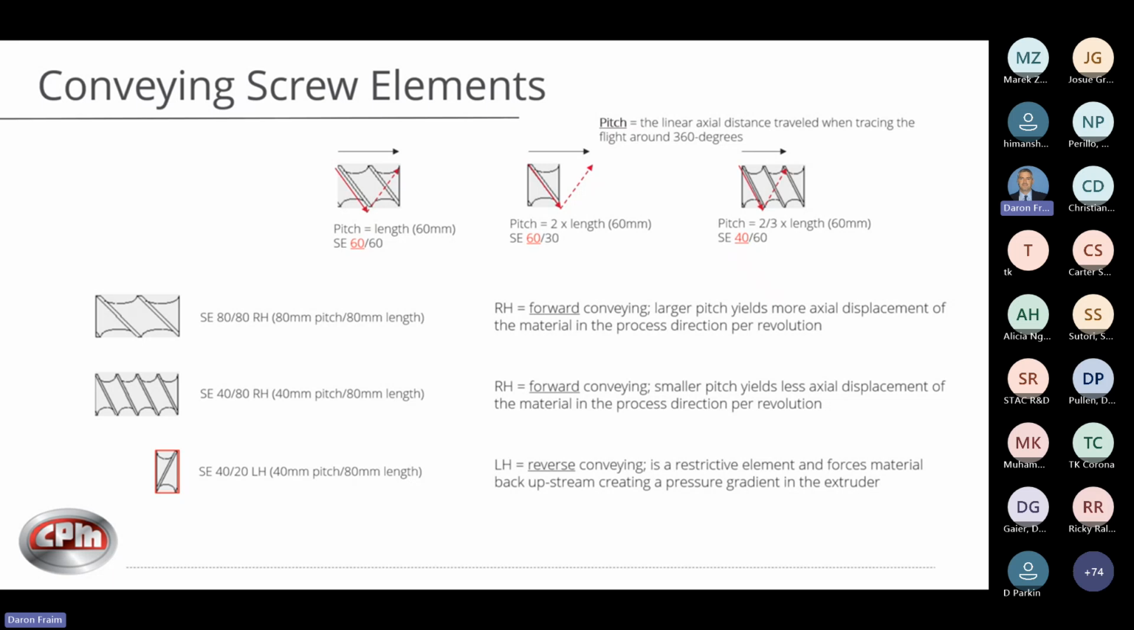And then you have your smaller pitch, of course, yields less axial displacement, lower channel volume. And then your left hand, of course, is a restrictive element, forces material back upstream, creating a pressure gradient in the extruder.